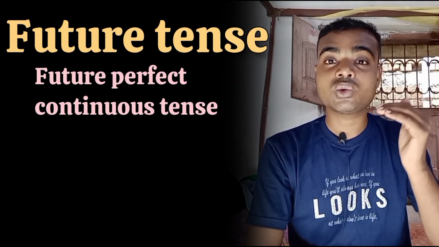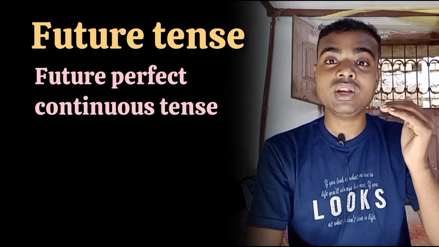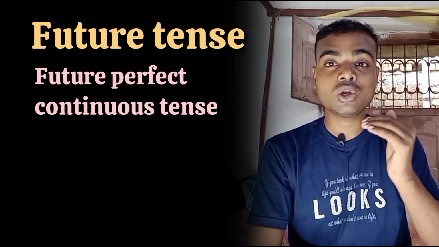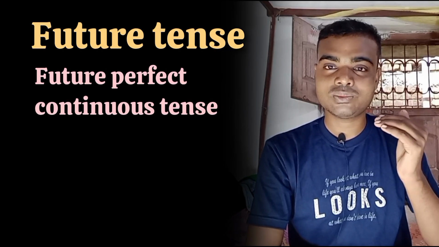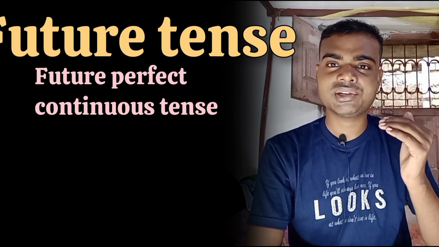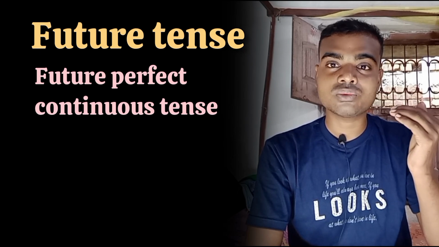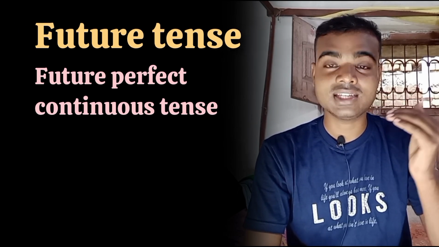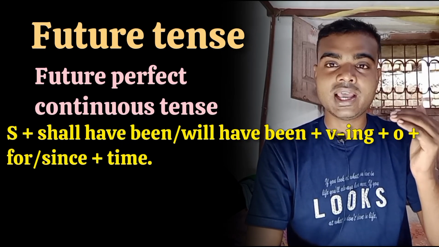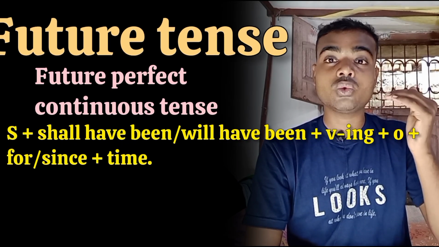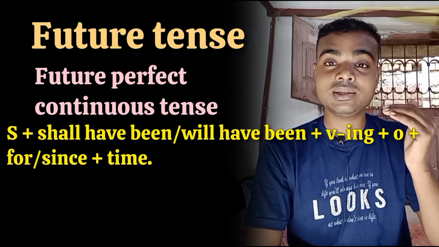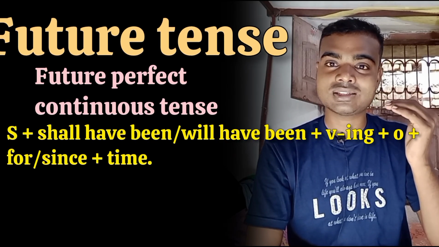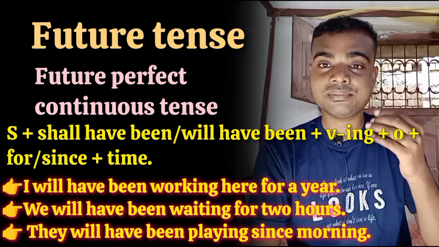Now future perfect continuous tense. In the future I will have been doing any work for a few minutes, few months, few years, and since morning, since afternoon, since night. Those types of sentences are future perfect continuous tense. The structure is subject plus shall have been or will have been plus verb ing plus object plus since or for plus mention the time.